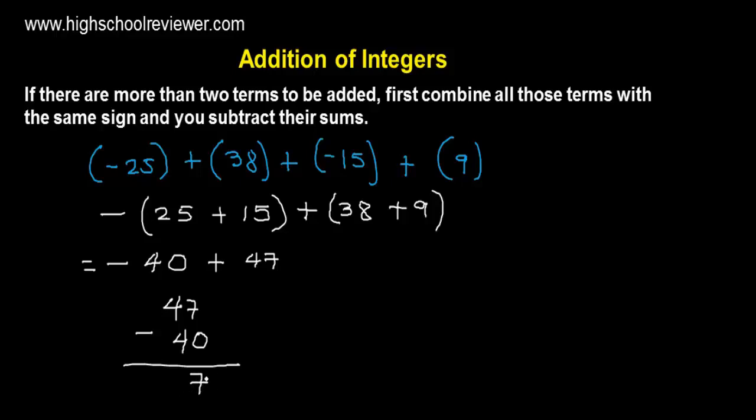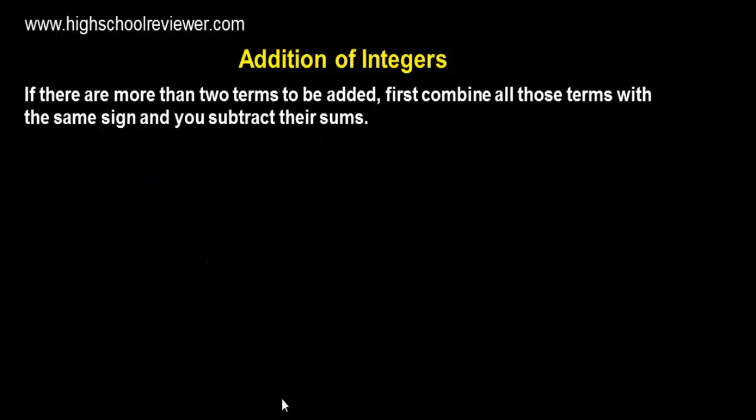And what is the sign that we are going to use? The sign of the larger number, or the larger integer. And the larger number here is positive 47, and this will be positive 7. So our final answer here is positive 7. Let's have another example. We have negative 250 plus positive 49 plus positive 87.